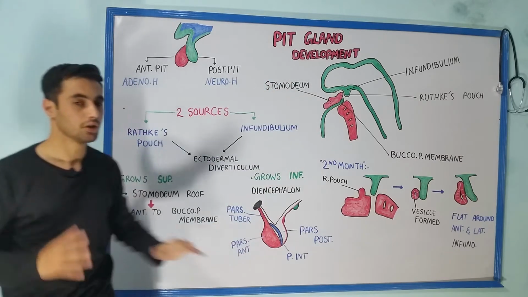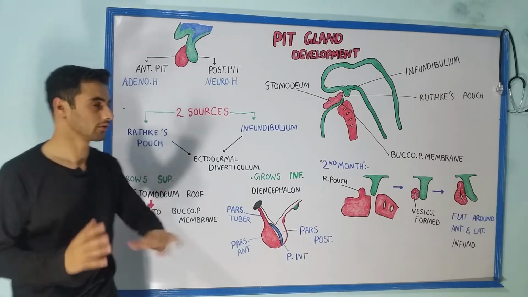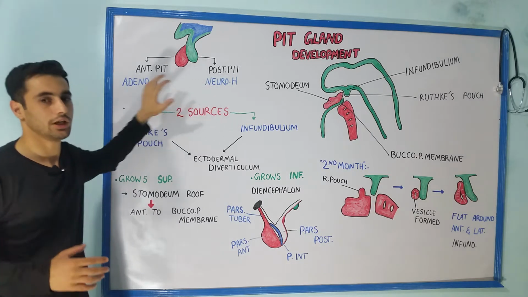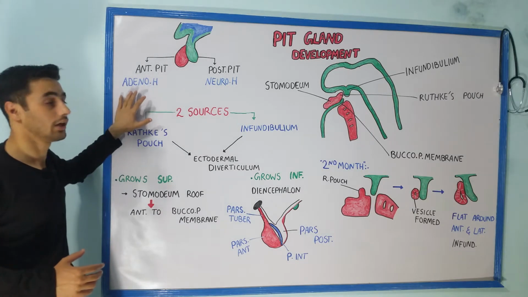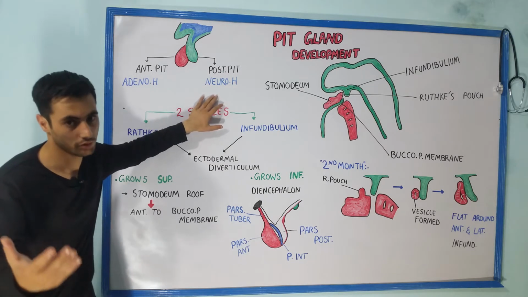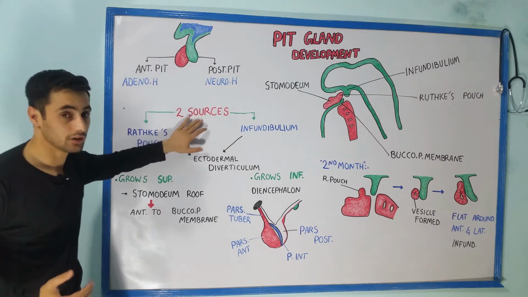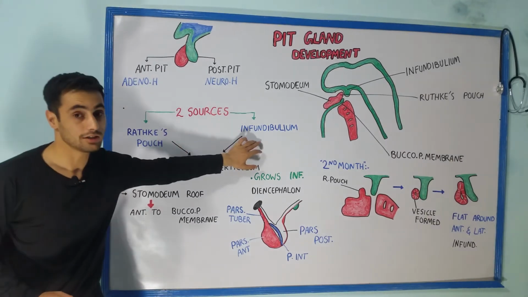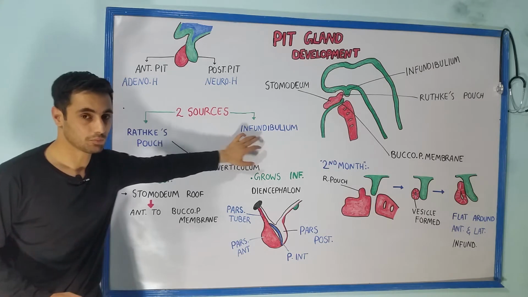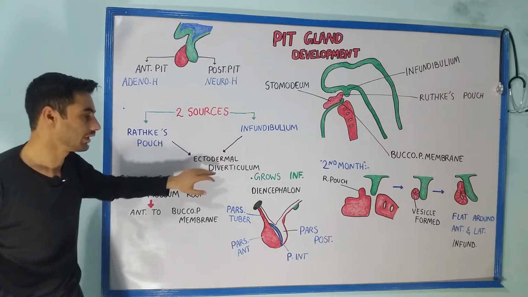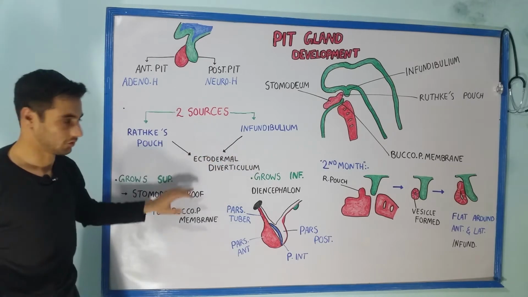As we already know, the pituitary gland has two parts, the anterior pituitary and the posterior pituitary. Anterior is also known as the adenohypophysis and the posterior is known as the neurohypophysis. It develops from two major structures, the Rathke's pouch and the infundibulum. Now remember, both Rathke's pouch and the infundibulum are ectodermal diverticula.